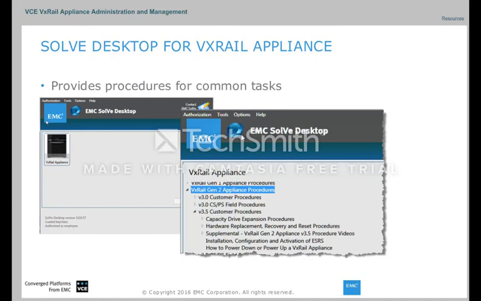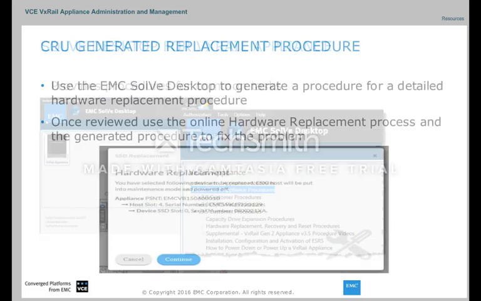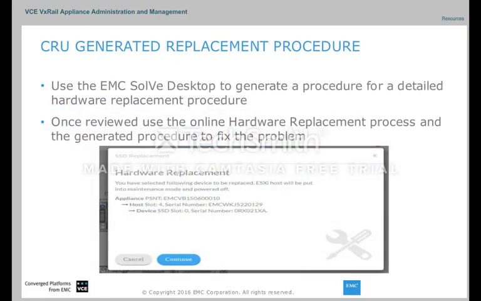The Solve Desktop tool will not only provide procedures for common tasks, it will also perform technical reviews by comparing the proposed engagement against known issues using built-in rules. Once you have reviewed the generated procedure for hardware replacement, use the online hardware replacement dialog process in the Solve Desktop procedure to fix the issue.